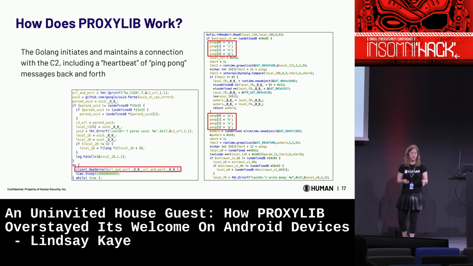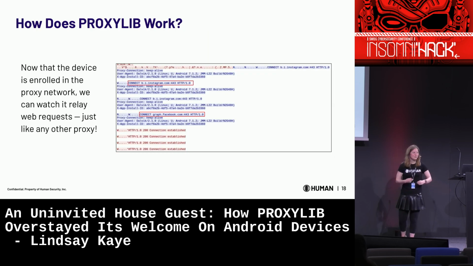Very simply, what this code does is maintain a connection with the command and control server, and it has some kind of heartbeat to it. This distinctive ping-pong communication that you see here, these messages back and forth, was something we considered a hallmark of PROXYLIB. I know other tools out there do this, but that in combination with how the C2 messages were encoded really helped us eke out what is part of PROXYLIB and not for this initial stage.